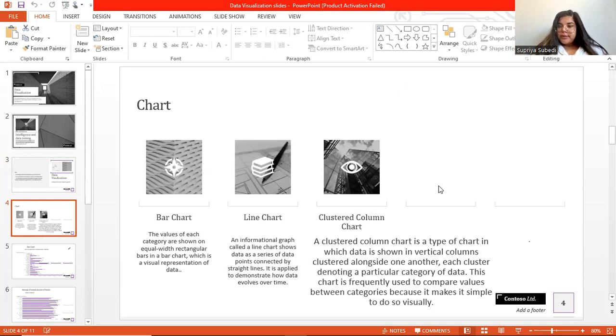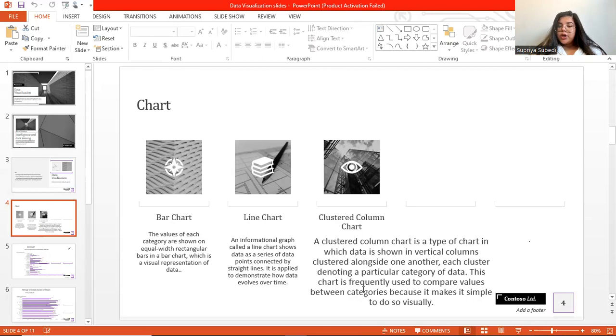So we will see what is meant by the bar chart. The value of each category is shown on equal width rectangular bars in a bar chart, which is a visual representation of data. As you can see, the bar chart is in graphical format in rectangular shape, which represents the data. A line chart, an information graph, shows data as a series of data points connected by straight lines. It is applied to determine how the data evolves over a time period.